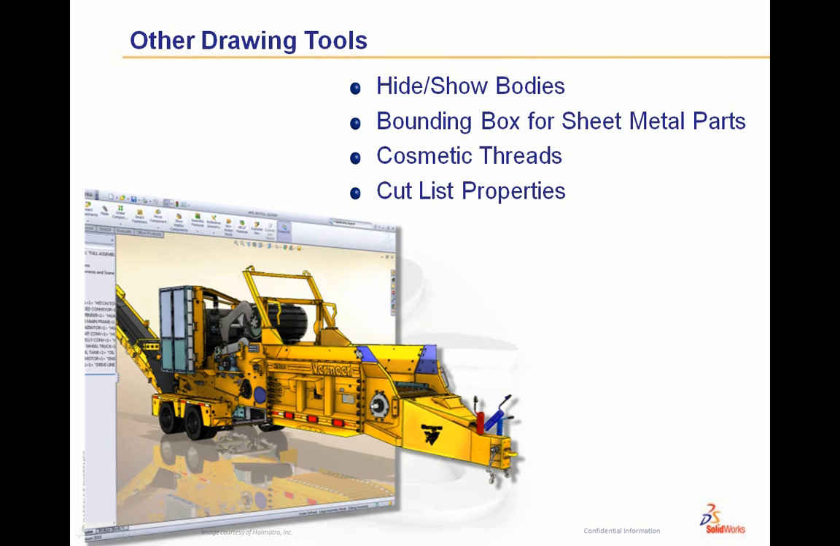One is the bounding box for sheet metal parts. You can actually add a sketch for the box, and it's going to allow you to add dimensions, and you can see the overall size for your flat pattern based on that. A little easier than what it has been in the past. We'll also see the cut list properties for your sheet metal part as well. And last, we'll take a look at the cosmetic threads, those improvements in 2011.